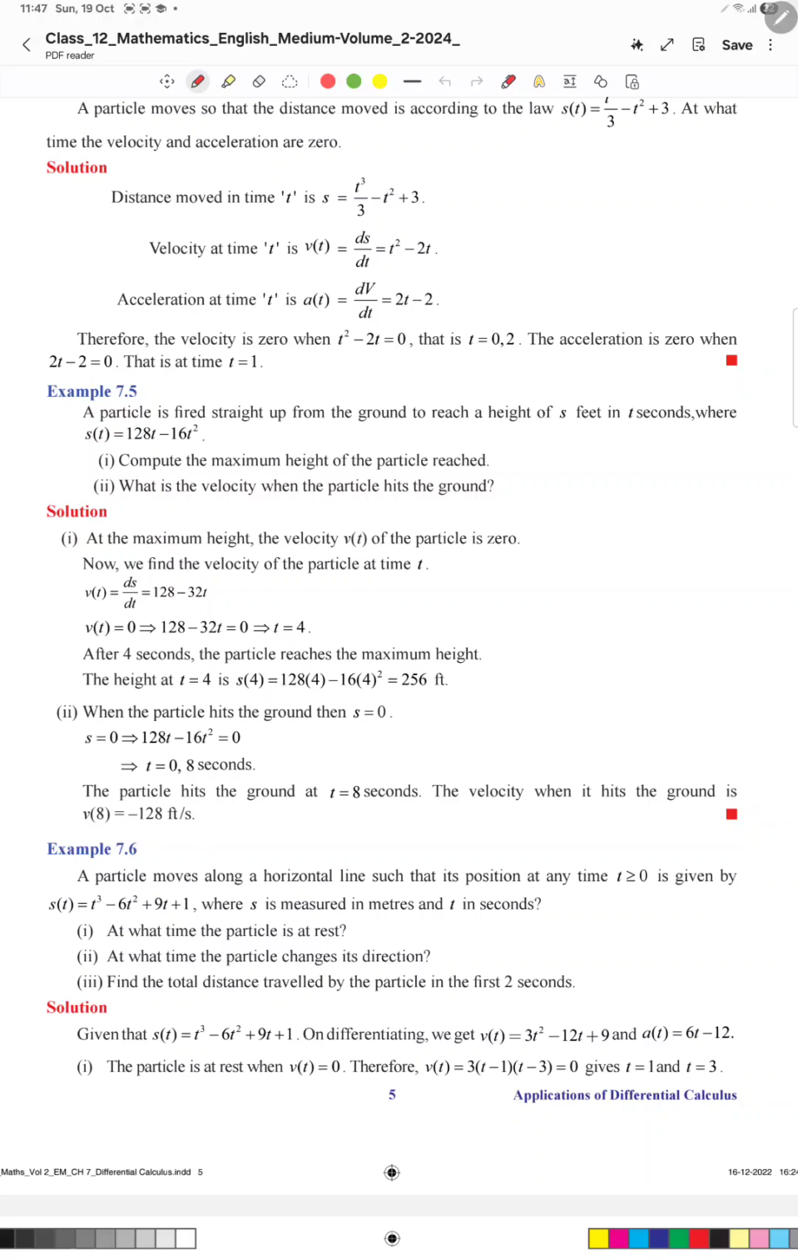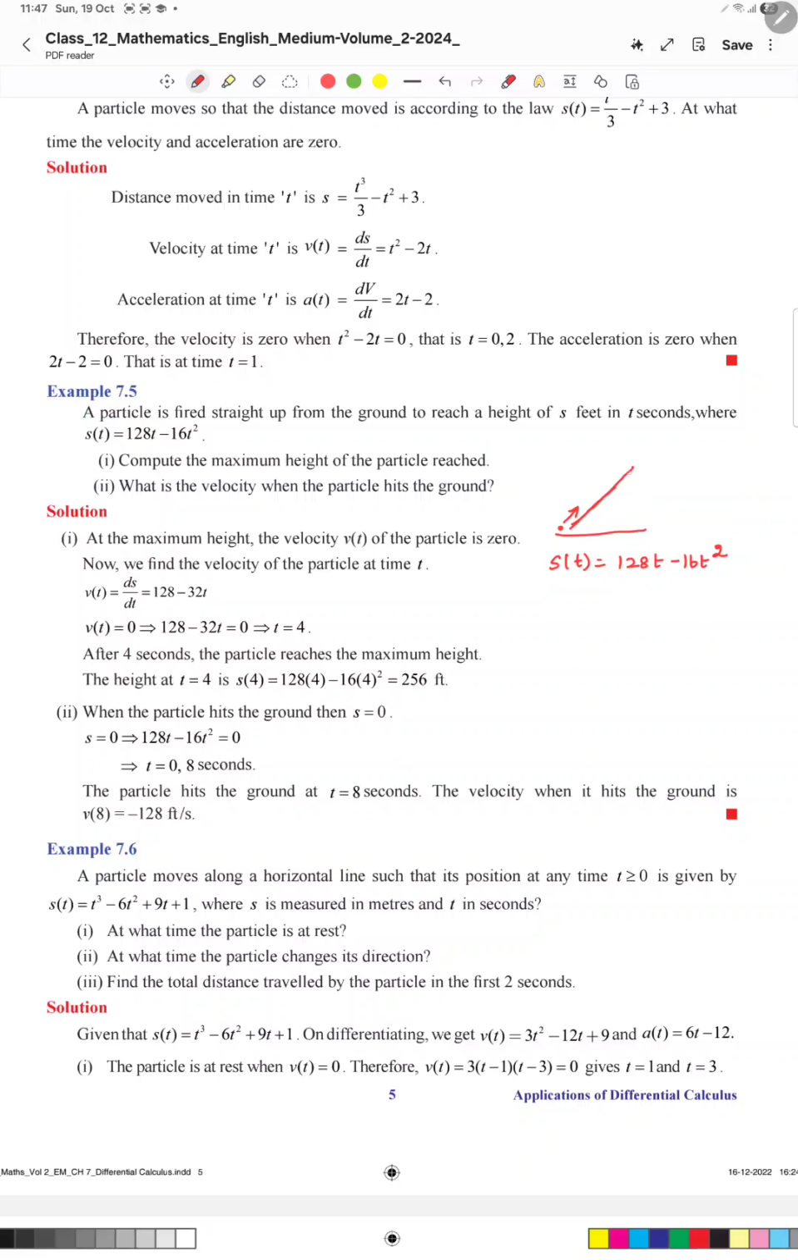Now we have a particle that is fired straight up from the ground. This is the ground. It is fired straight up from the ground and it reaches some height, measured in feet, in t seconds. So the height reached is a function of time. S of t, the distance, is given by 128t minus 16t squared. Then we have to compute the maximum height.